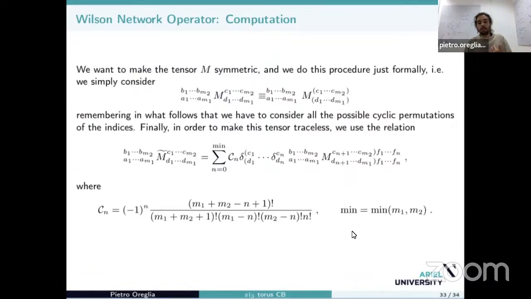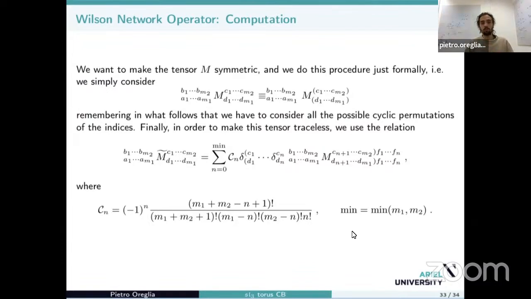So the first condition is the symmetry. Let's say that we impose it in a formal way. So we write in this way. So now M becomes symmetric in these indices here. At this stage, it seems that nothing changed. Of course, when we do the actual contraction, we have to remember to consider the cyclic permutation of these indices, but it's fine. Just to notice, since at the end we have to consider the contraction between the left upper and right upper indices and left lower and right lower indices, it's enough if we make symmetric just one side, not both, because then we have to contract, so it's not necessary.